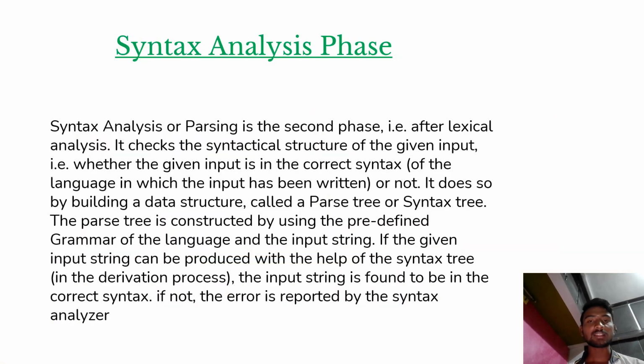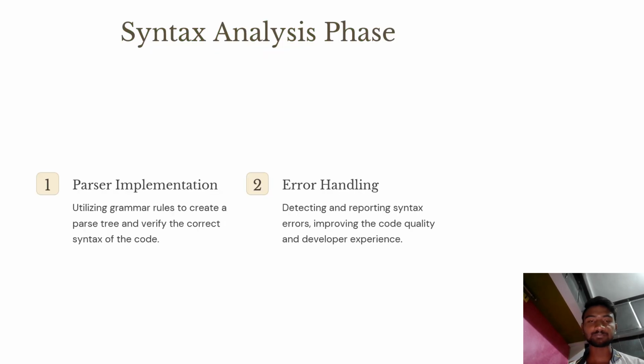Let us see the syntax analysis phase. Syntax analysis, or parsing, is the second phase. After lexical analysis, it checks the syntactical structure of the given input, whether the given input has the correct syntax of the language in which it has been written or not. It does this by building a data structure called a parse tree or syntax tree. The parse tree is constructed using the predefined grammar of the language of the input string. If the given input string can be produced with the help of the syntax tree in the derivation process, the input string is found to have correct syntax. If not, an error is reported by the syntax analyzer.